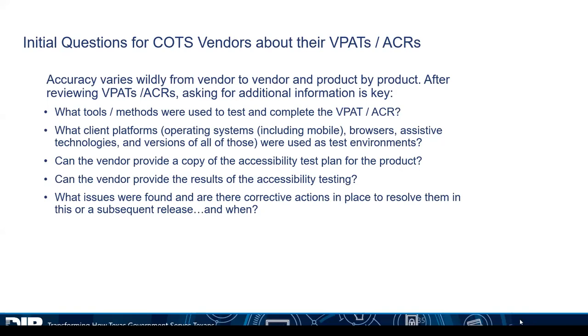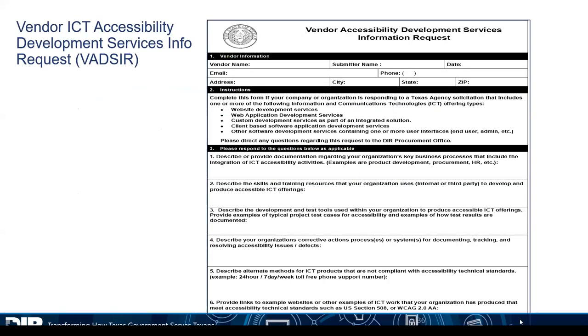Now, we talked about development services. There is no such thing as a VPAT for those. So in the state of Texas, we developed this form called the VADSIR, Vendor Accessibility Development Services Info Request. We asked them a series of open-ended questions in the solicitation when they're signing up for development services. And depending on how they answer, we will typically come back to them and hold a phone call with them to discuss their responses, especially if the responses look very questionable. And some of the stuff is similar to VPAT questions, but it's not.